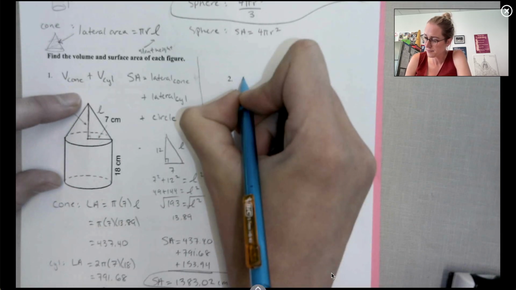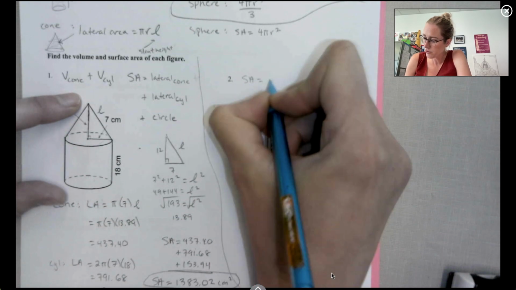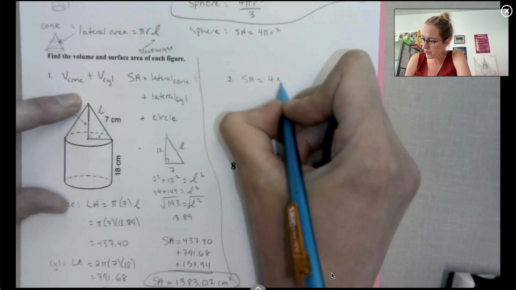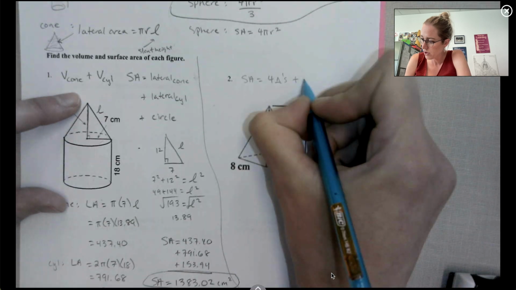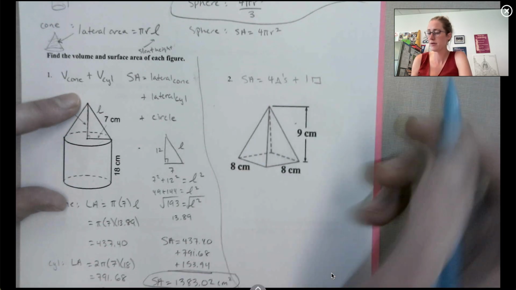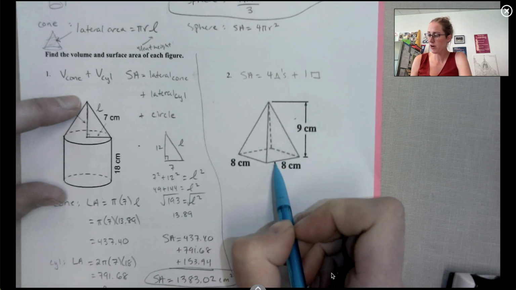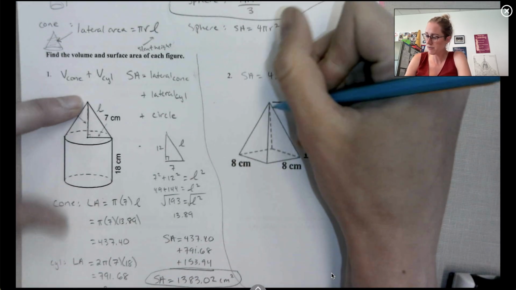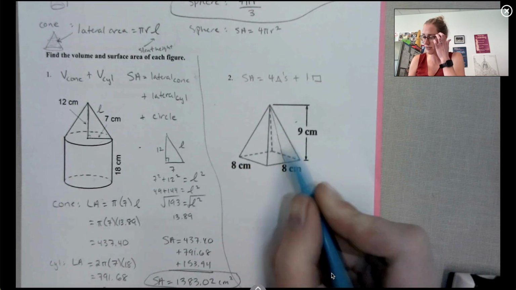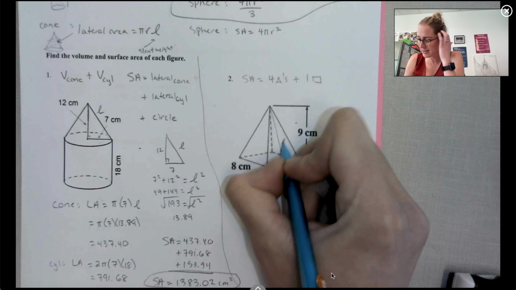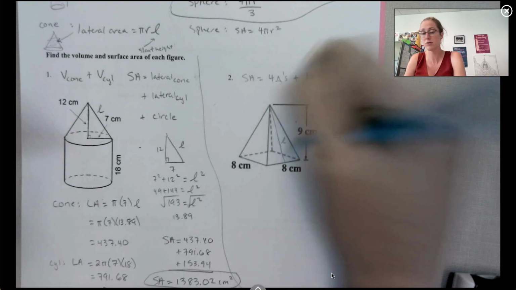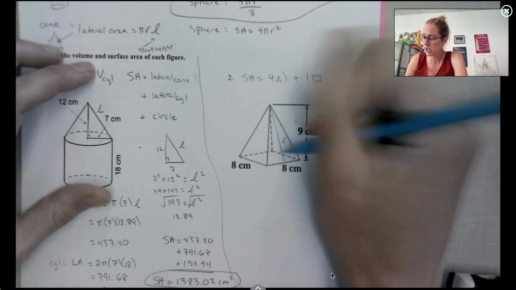Okay. Next one, we have a pyramid. Surface area is 4 triangles plus 1 square, right? All right, so the triangle, to find the area of a triangle, is base times height divided by 2. So I need to find this guy, right? That's the height of the triangle, which is also the slant height of the pyramid. So I'm going to find that.